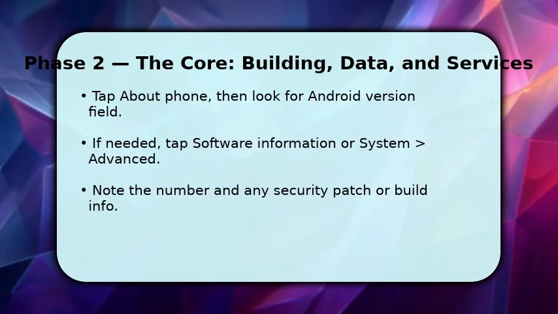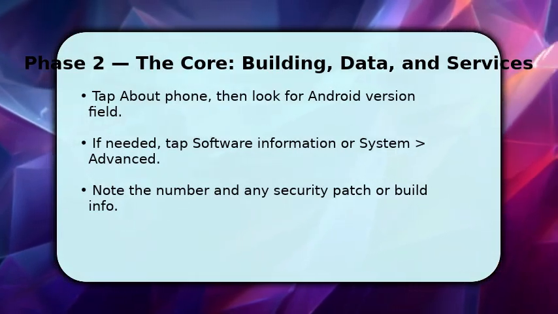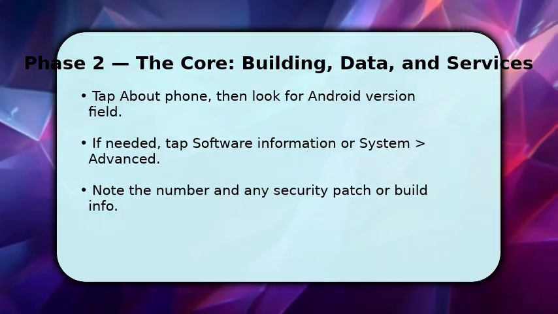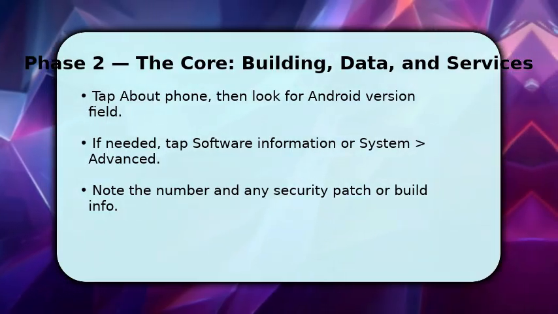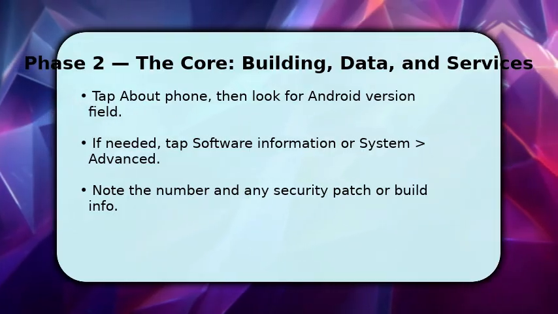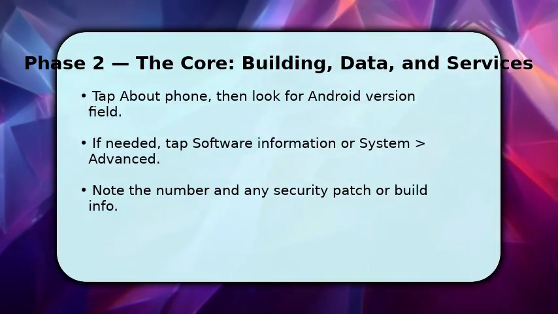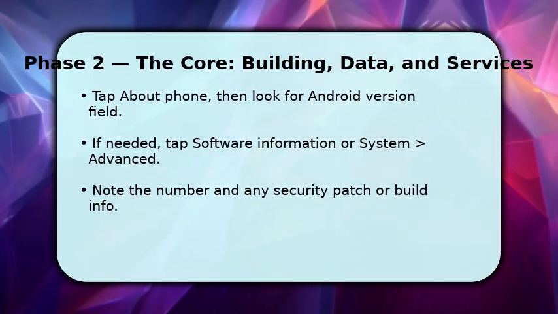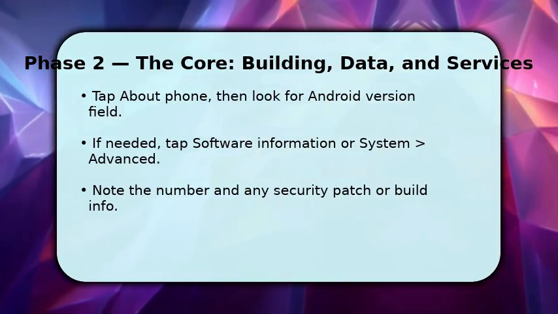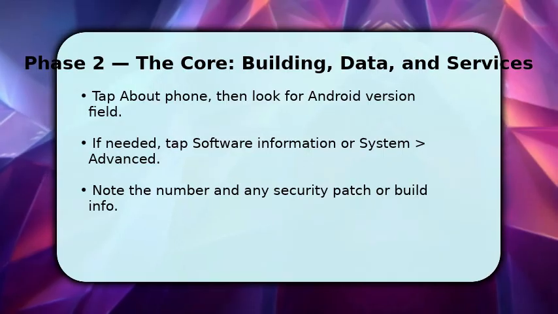Once inside, scan for Android version. Sometimes it's nested under software information or system, right arrow advanced. Tap the Android version line to reveal more detail like security patch level and build number. Make sure to read the number and any accompanying name. That's the exact OS release running on your device.